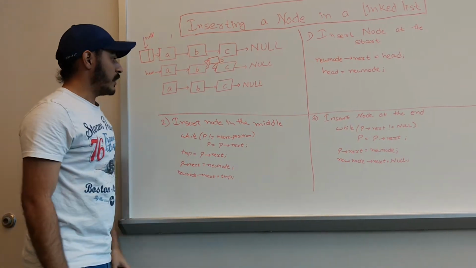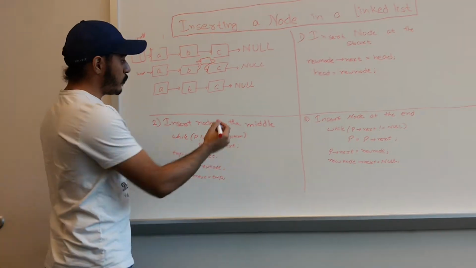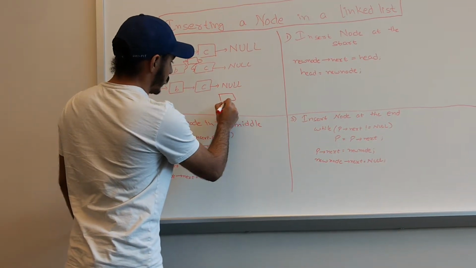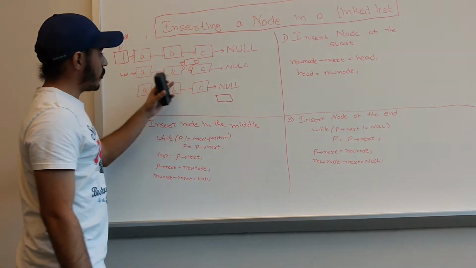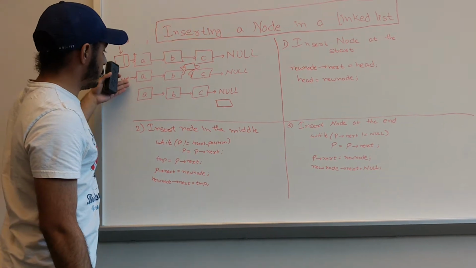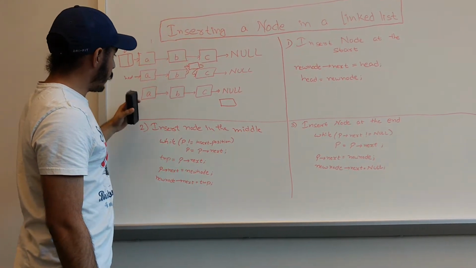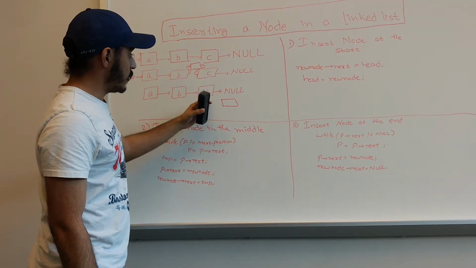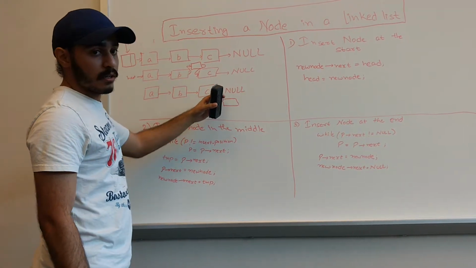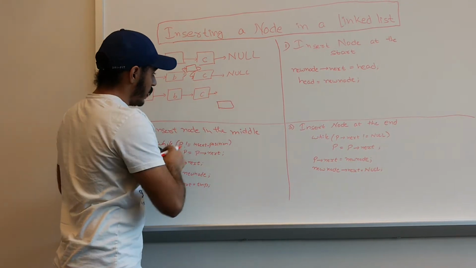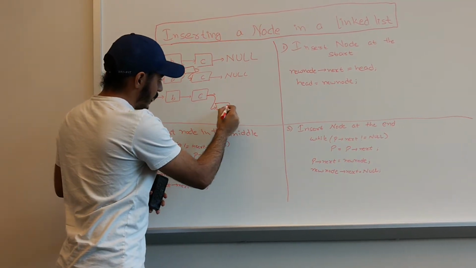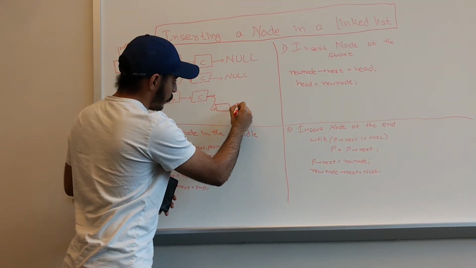And the third case we have here is when we want to insert a node at the end of the linked list. Now, how do we reach the end of the linked list? Again, just like we did in the second case, we traverse the linked list until we reach the node that points to null. Once we do that, we change its pointer from null to point to the new node, and then the last node that we just added will now point to null.